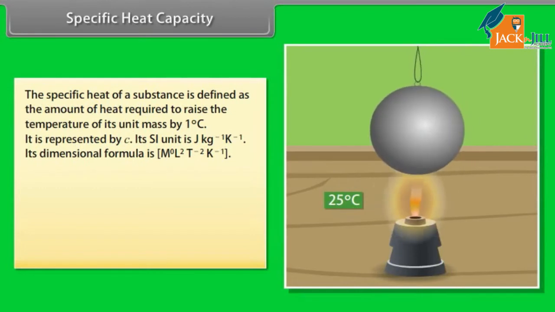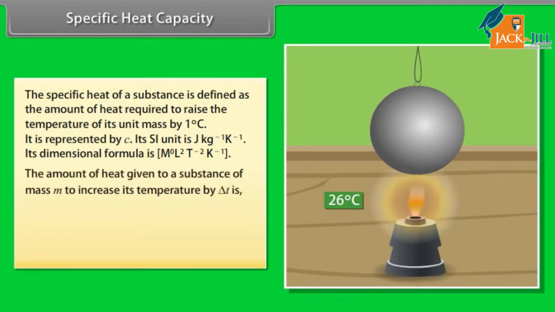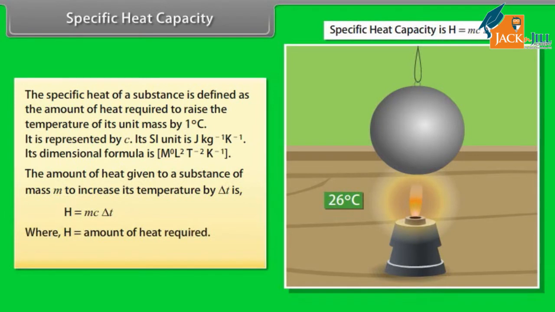Specific heat capacity. The specific heat of a substance is defined as the amount of heat required to raise the temperature of its unit mass by 1 degree Celsius. It is represented by C. Its SI unit is joule per kilogram per Kelvin. Its dimensional formula is M^0 L^2 T^-2 K^-1. The amount of heat given to a substance of mass m to increase its temperature by delta T is H equal to mc delta T, where H is the amount of heat required and C is the specific heat of the body.